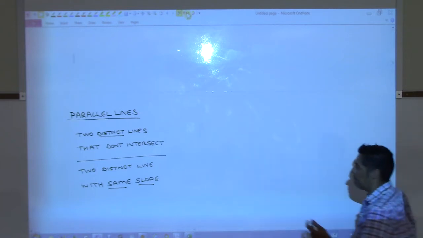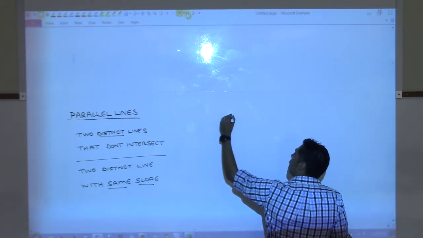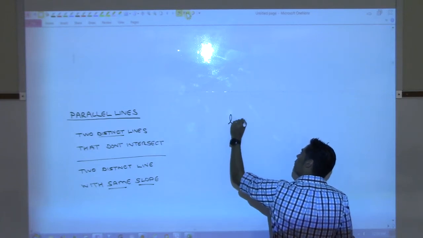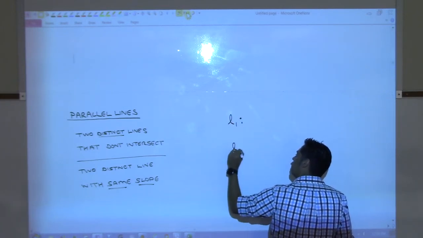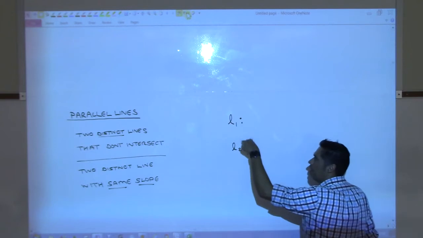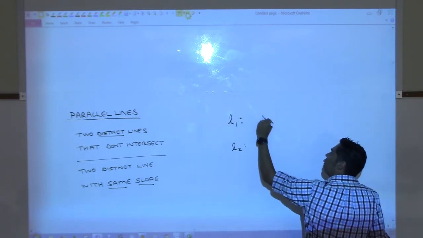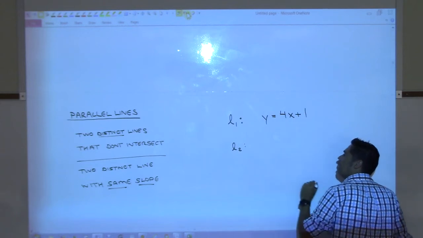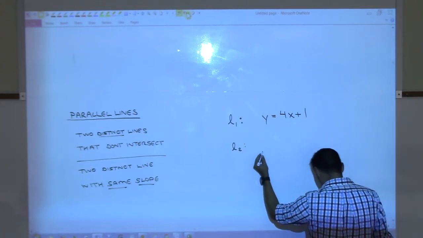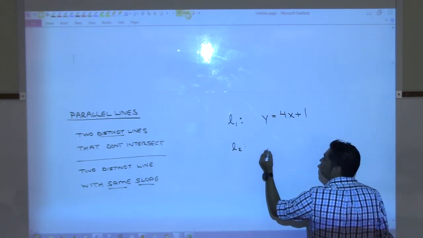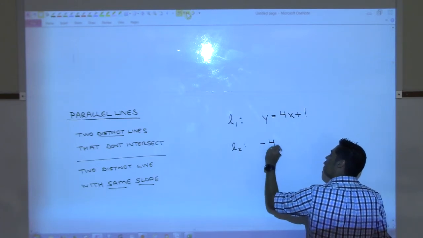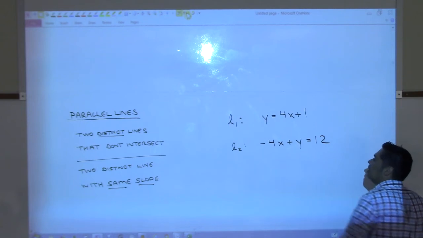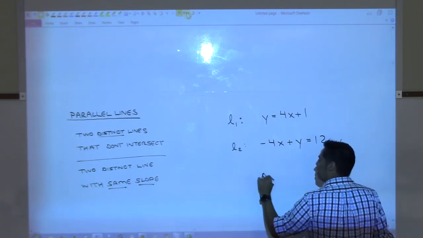So let's do an example. I'm going to give you two lines, L1 and L2. Here's your first line: y equals 4x plus 1, and then this one is going to be negative 4x plus y equals 12. Okay, my question is, are these parallel?